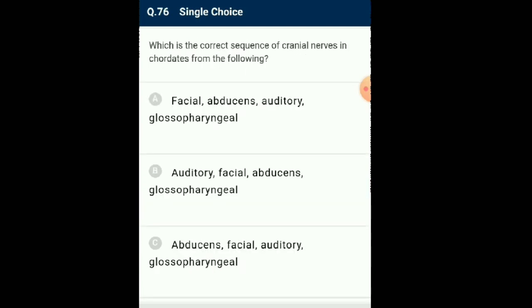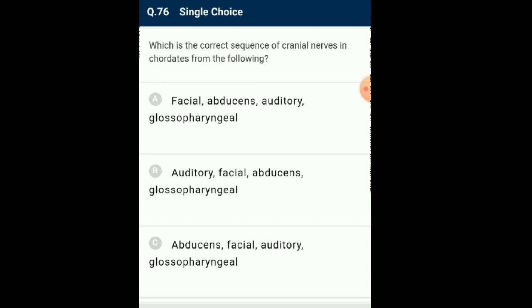Question number 76. Which is the correct sequence of cranial nerves in chordates from the following? Nerves that either arise from or terminate in the brain are called cranial nerves. There are 12 pairs of cranial nerves in humans as follows. The first one is olfactory nerve, second optic nerve, third oculomotor, fourth pathetic, fifth trigeminal, sixth abducens, seventh facial nerve, eighth auditory nerve, ninth glossopharyngeal nerve, 10th vagus nerve, 11th spinal accessory nerve, 12th hypoglossal nerve.